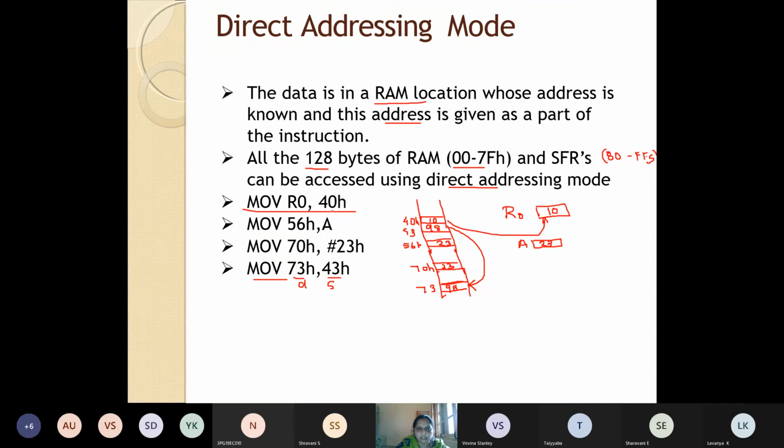So this is nothing but the content of the memory location 40 is copied to R0. The content of register A is copied to the memory location 56H. The immediate data 23 is loaded into the memory location 70H. The content of the memory location 43 is copied to the memory location 73H. So like this, by directly specifying the instruction, I can copy the content of one memory location to another memory location. Any doubt?